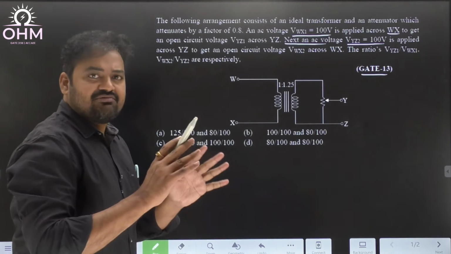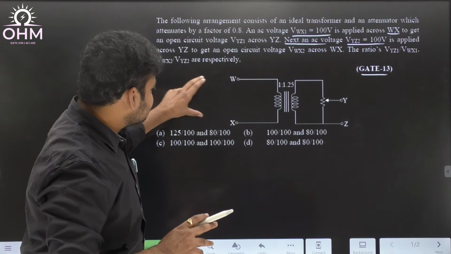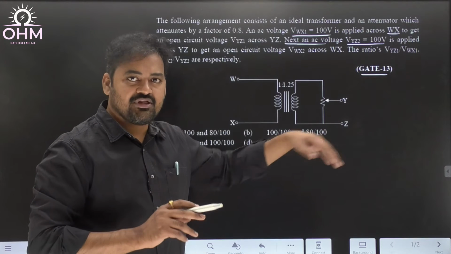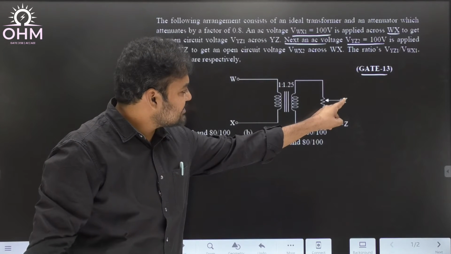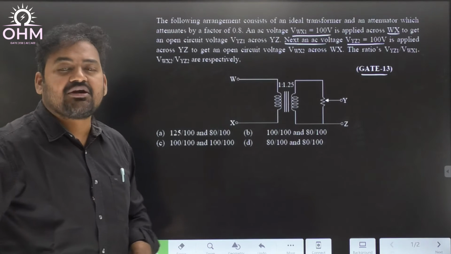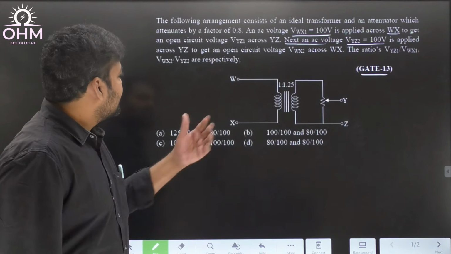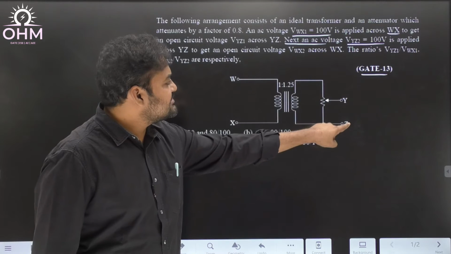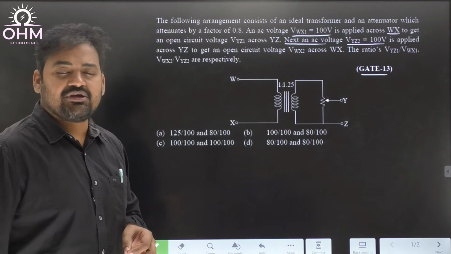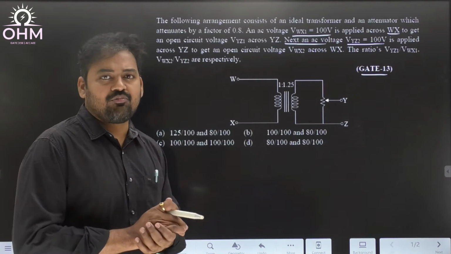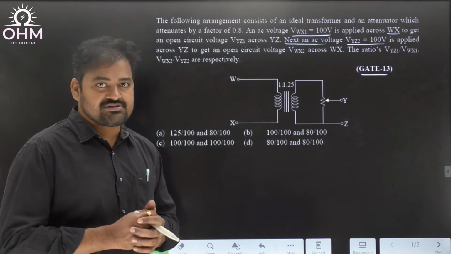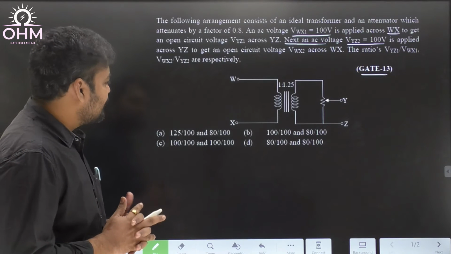Very simple point: in the first case, voltage was applied on the left side and output voltage was taken across YZ. But in the second case, voltage was applied on the YZ terminals to obtain the voltage across WX terminals. So what is the ratio between VYZ1 by VWX1 and VWX2 by VYZ2? It is a complex problem where your aptitude skills are more important than your technical skills, so you have to understand the problem carefully.